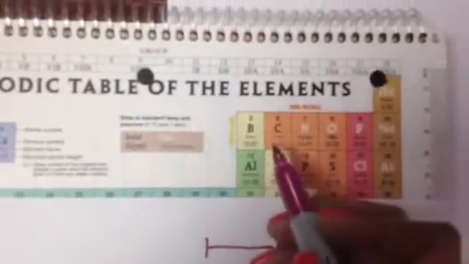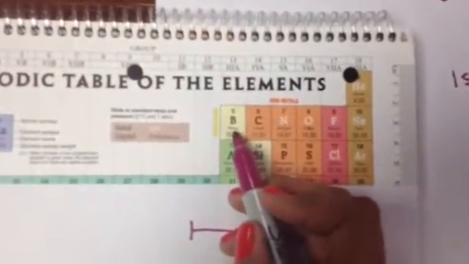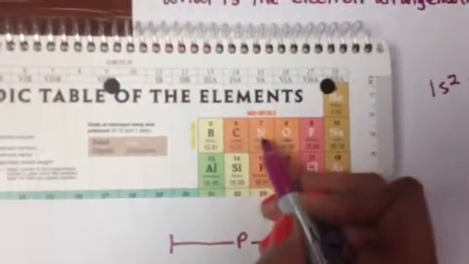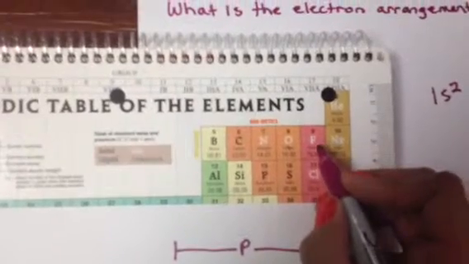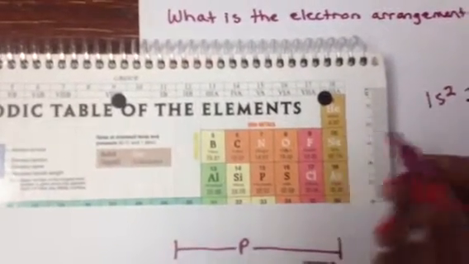Then we continue to the p orbital in the second period. Boron would be considered 2p1, 2p2, 2p3, 2p4, 2p5, and 2p6. And again, we just have to put the last one, which is 2p6.